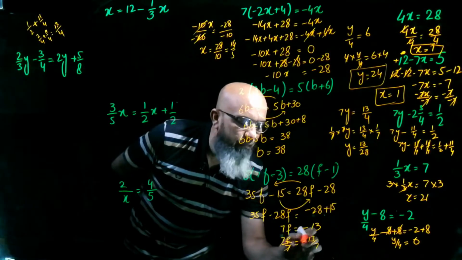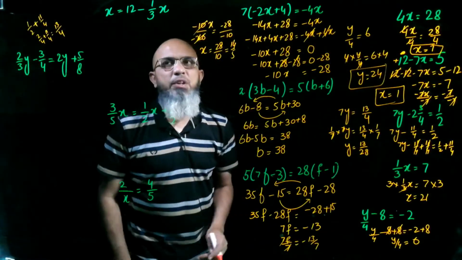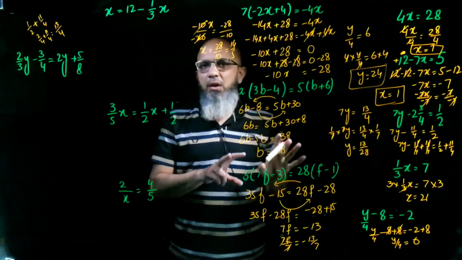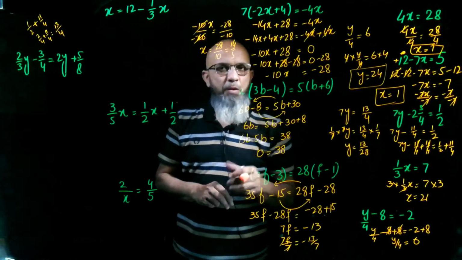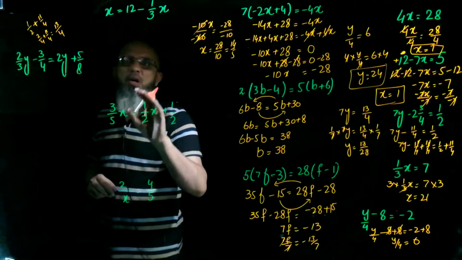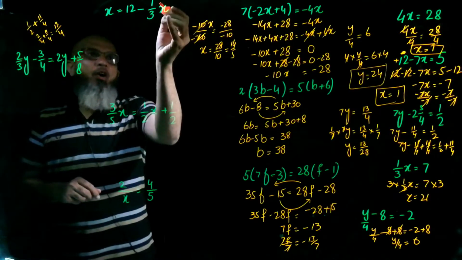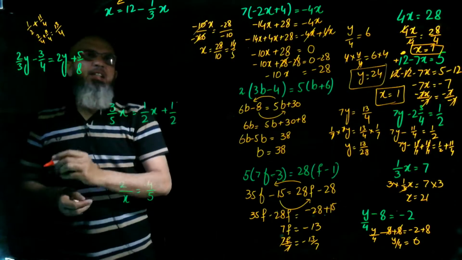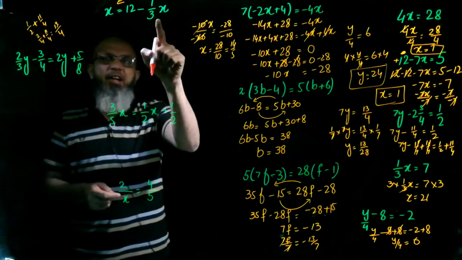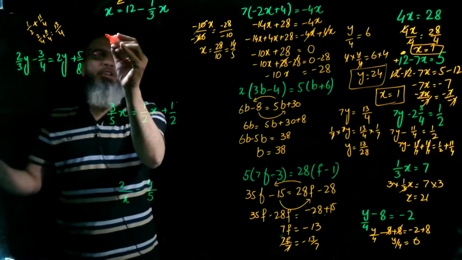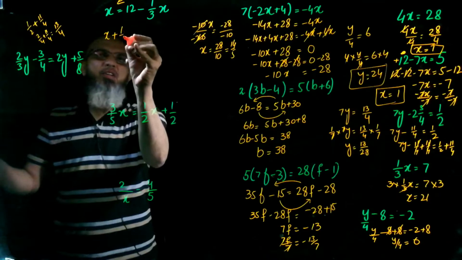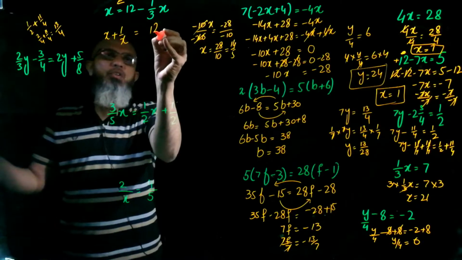So it means f is equal to minus 13 over 7. That is your answer, right? Okay, so now come here. Now we have to move the minus 1 over x in this way. It is negative here. When we move it this way, it will become positive. Means x plus 1 over x is equal to 12.